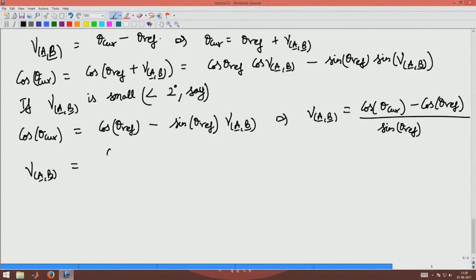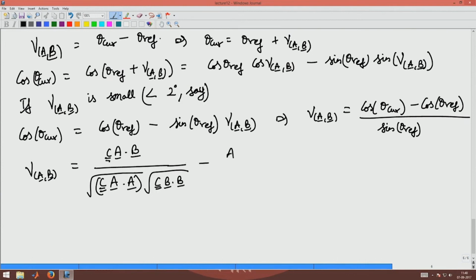So, this will be C times A daughter with B divided by square root of C times A daughter with A, multiplied by square root of C times B daughter with B, that is cos theta current, minus cos theta ref, which is A daughter with B, into 1 by sin theta ref.